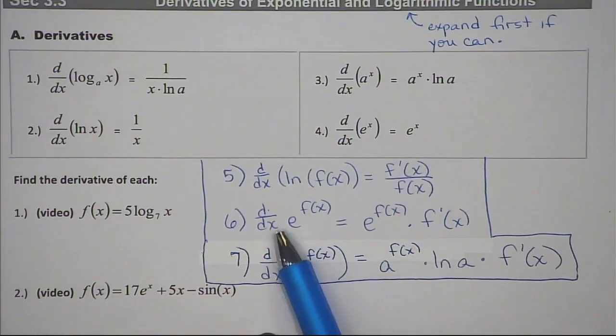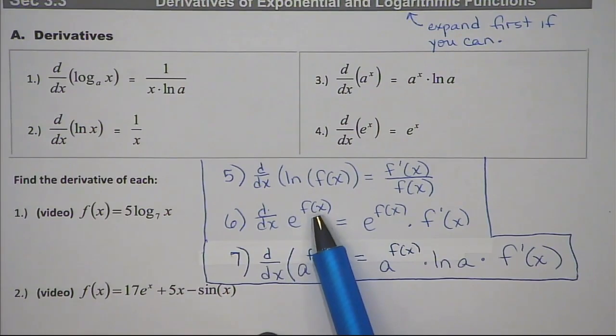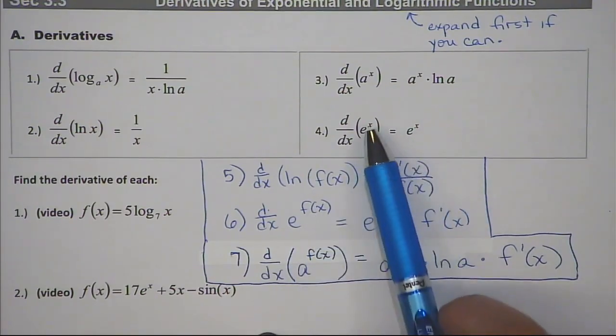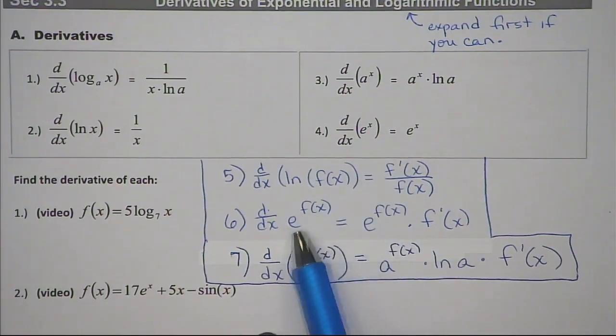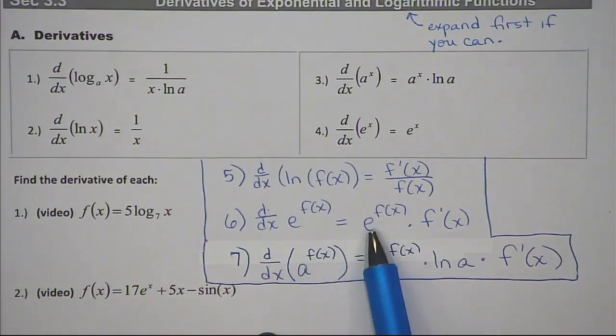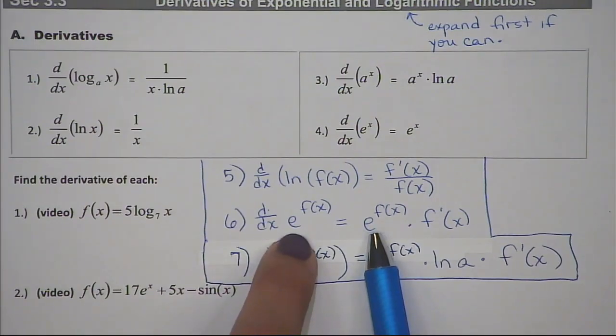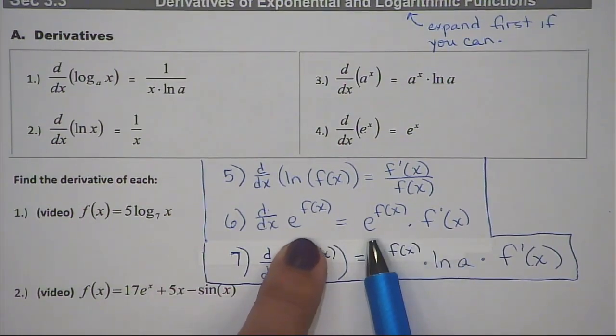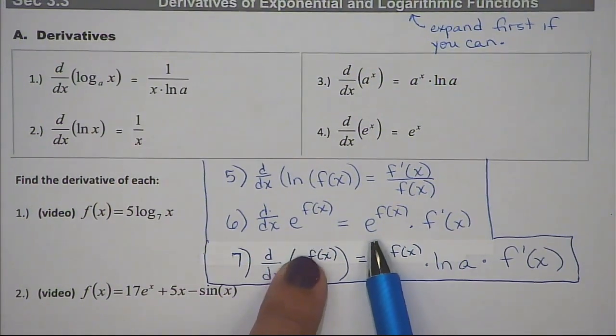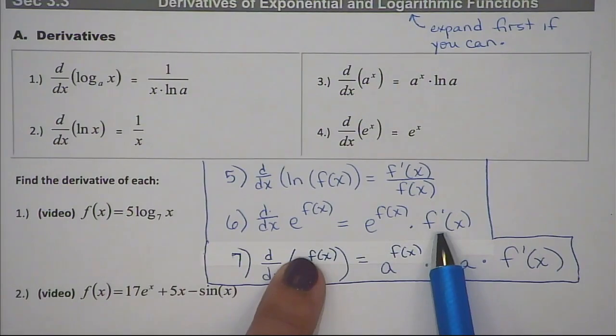However, if you take the derivative of e to the f of x, so in other words, what's up in your exponent is something other than x, it's another function, well then the derivative of that is e to the f of x. So basically the derivative of e to the anything is e to the anything, whatever you have. But then you also have to take the derivative of the exponent because that's another function. So it's just like a chain rule. Okay, so the derivative of e to the f of x is e to the f of x times f prime of x.